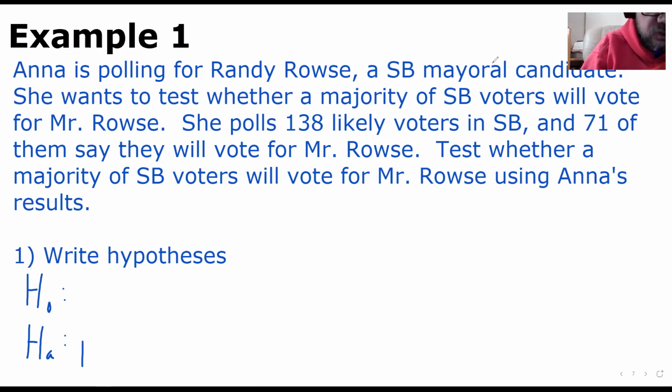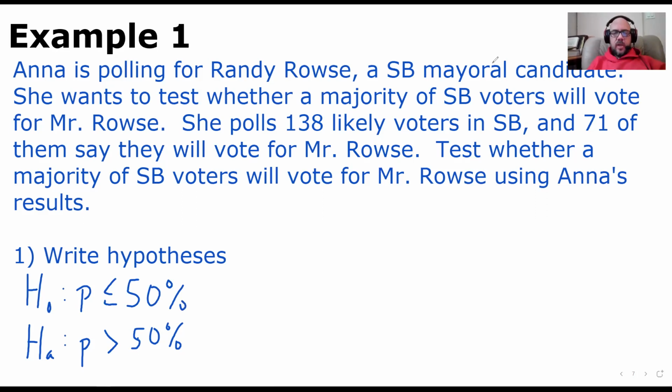So the proportion of Santa Barbara voters who will vote for Mr. Rouse is greater than 50%, or 0.5 if you prefer. Either one is totally fine. I really don't care which way you write it. The null hypothesis with that is that the proportion of Santa Barbara voters who will vote for Mr. Rouse is less than or equal to 50%. Right? So those are the hypotheses. And in this case, extreme is going to mean to the right. And we're going to be calculating it with the binomial distribution, right? Because that's the distribution that we're on here.